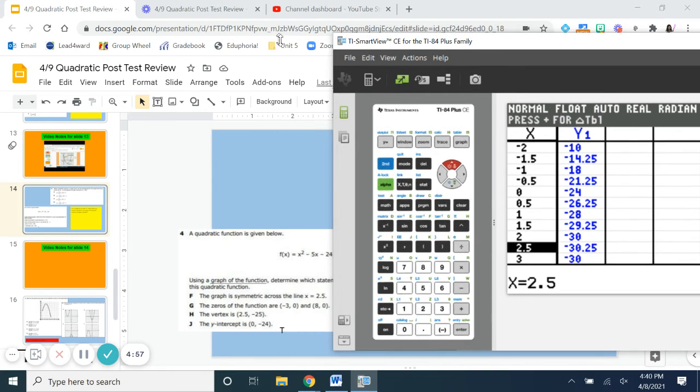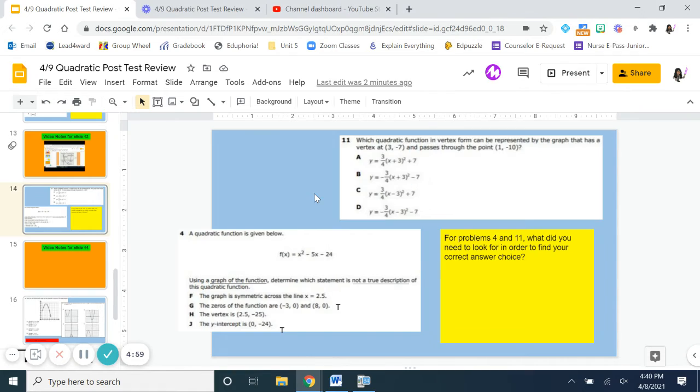All right. And then let's see. I look at 11. Which quadratic function in vertex form can be represented by the graph that has a vertex at (3, -7) and passes through the point (1, -10)? All right, so I have some characteristics that are similar to problem number 4. I have 4 answer choices with equations, and one of those answer choices has to have a vertex of (3, -7) and run through that point (1, -10).